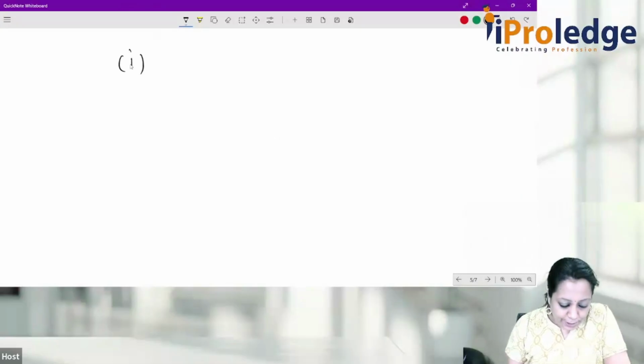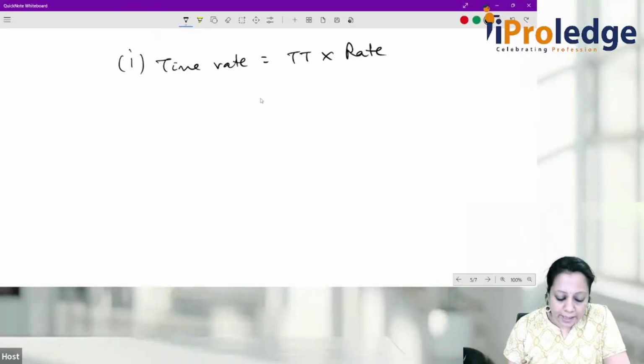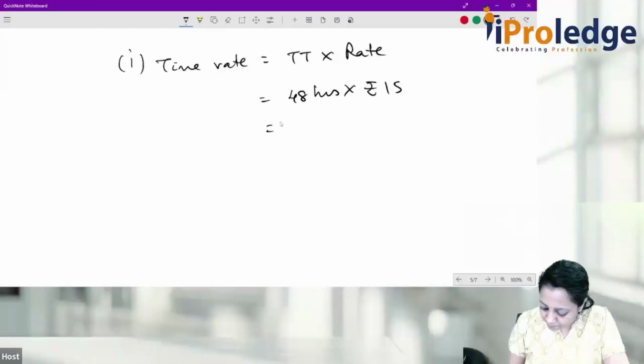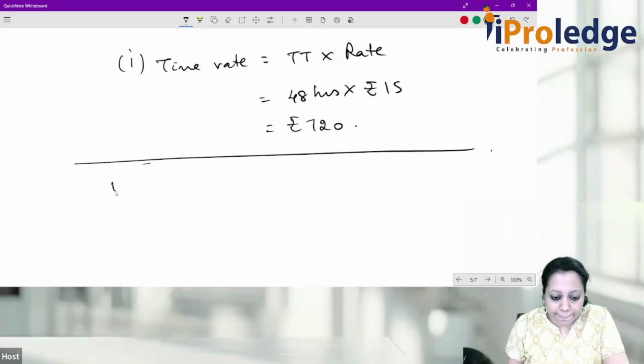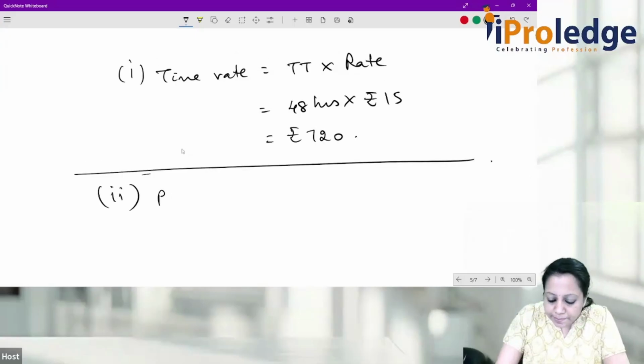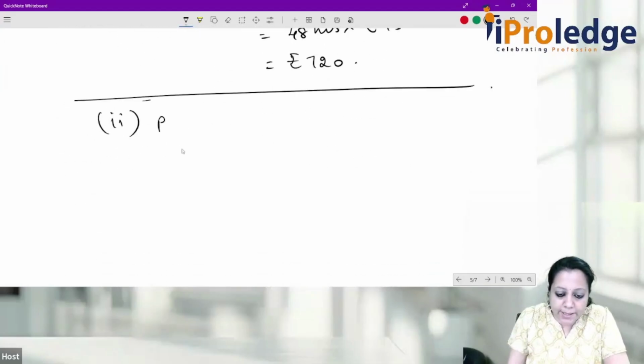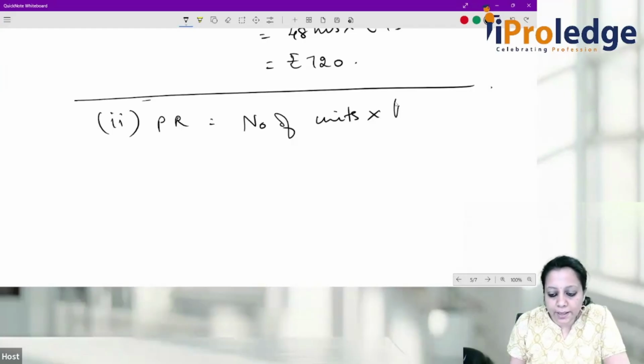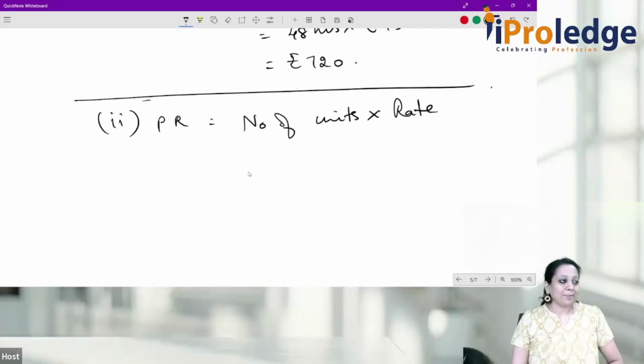Yes, ma'am. Next step. Time rate is going to be time taken into rate. Time taken is what? 48 hours into rupees 15. 720. This is the last problem for the day. Then piece rate they have asked. Piece rate is equal to number of units into rate. This is where we had a problem. Time saved, we had a problem.